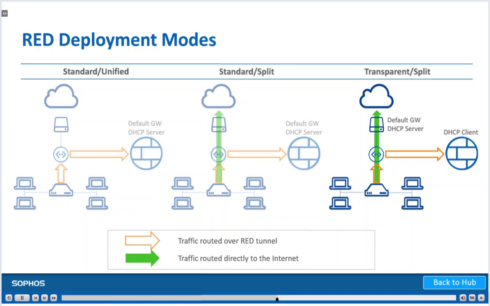In the case of Standard Split and Transparent Split deployment modes, the XG firewall does not provide any web filtering or other security to clients on the remote network. Please note that you still need to create security policies in order for the computers connected to the remote network to be able to interact with computers on the central office network.